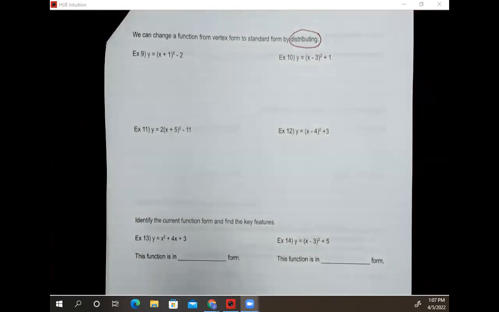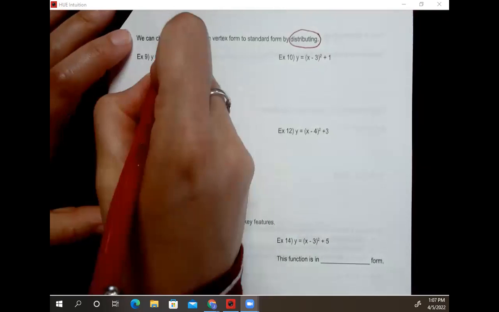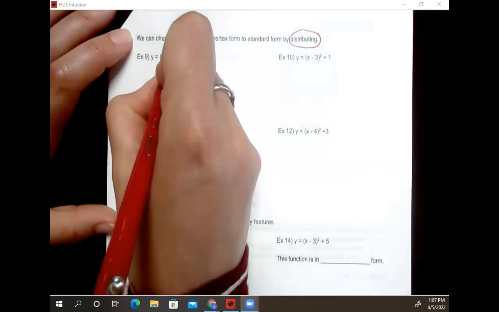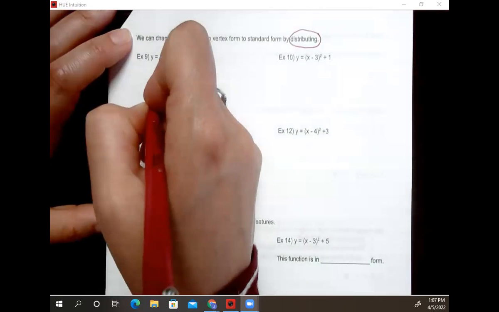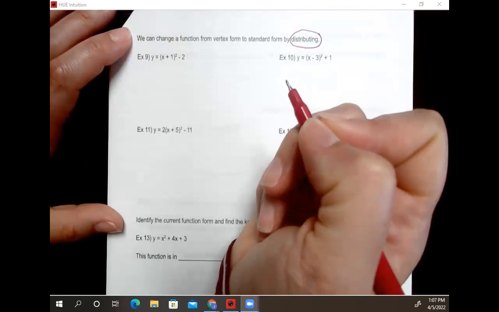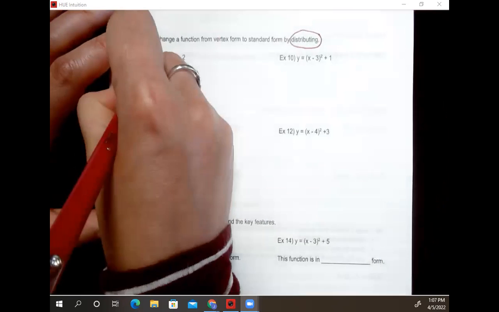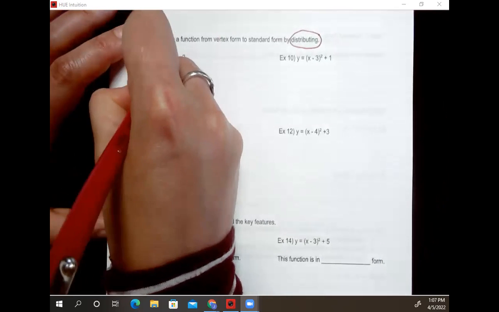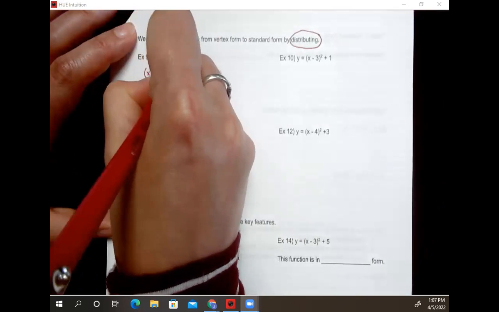Something with a quantity, something in parentheses. So what we see here with our vertex form is we've got something in parentheses squared. When I square something, that means that thing times itself. So that's what I'm going to write out. X plus 1 times x plus 1.